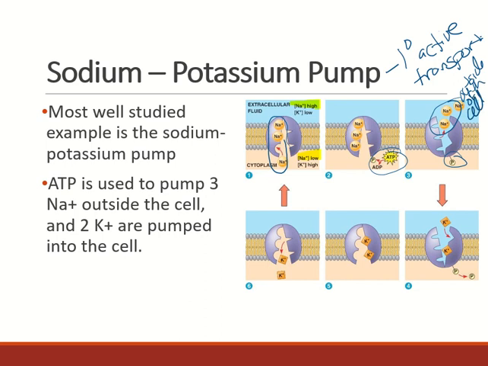Then the phosphate gets released, and at the same time you have 2 potassium ions moving in. Once that phosphate's released, the carrier protein changes its shape, and you now have brought 2 potassium ions into the cell. So simultaneously, we're bringing 3 sodium ions outside the cell and 2 potassium ions into the cell by using ATP in a hydrolysis reaction to change the shape of your carrier protein.